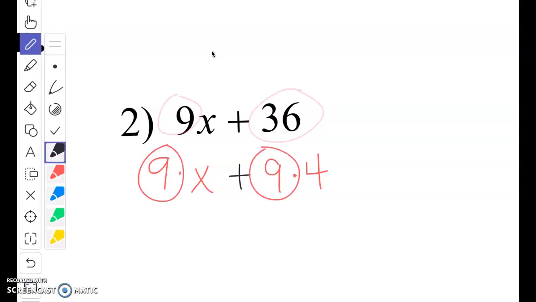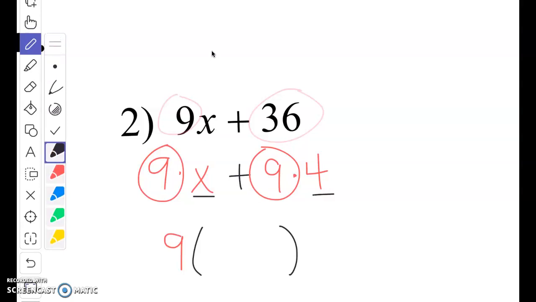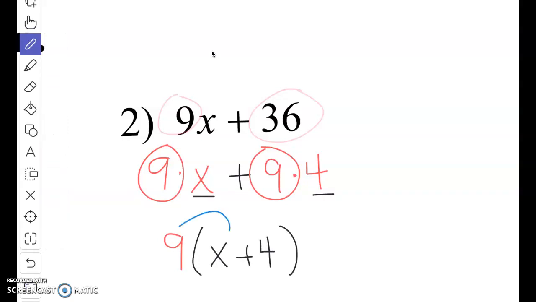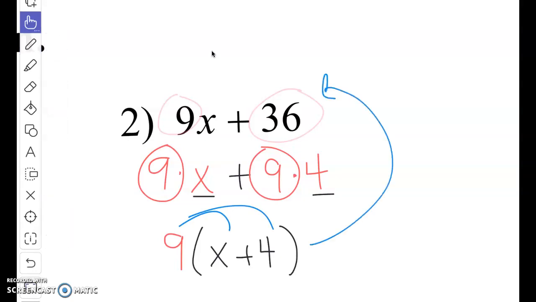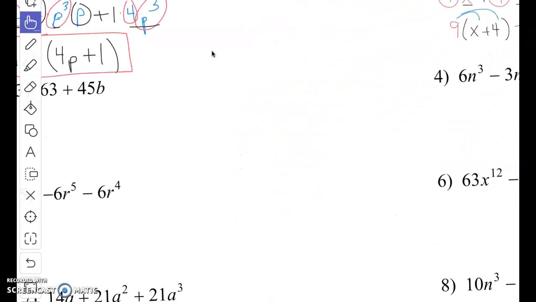So they both have the number 9 in common. So that's the greatest common factor. So I put parentheses, and I'm going to put that greatest common factor out front. And then what they don't have in common goes on the inside. So that's the x plus 4. So the greatest common factor is 9, and if you would multiply it back in, distribute it, you would still get this original. But we factored it. This is the factored form down here at the bottom of greatest common factor.